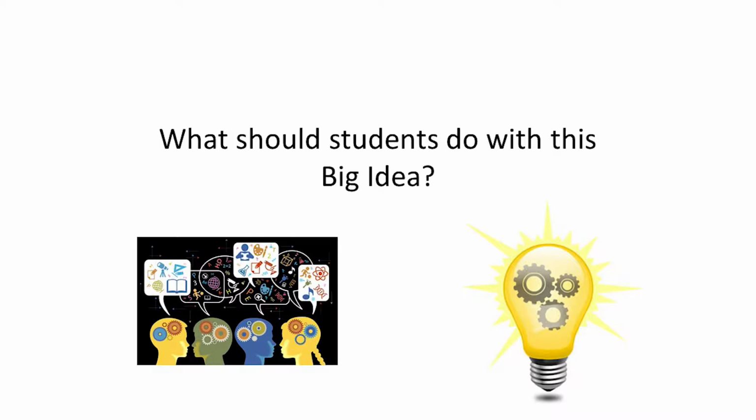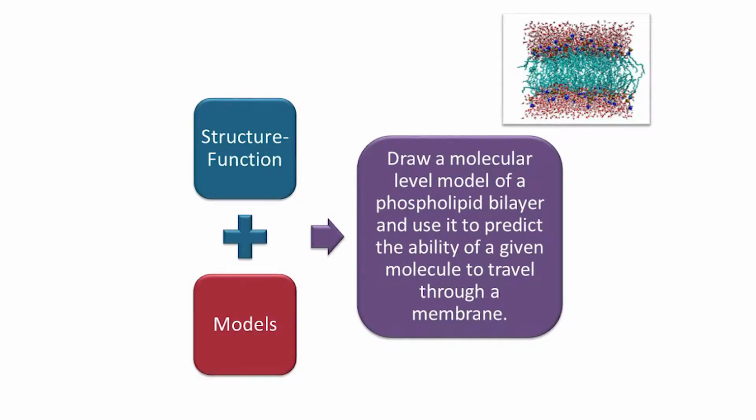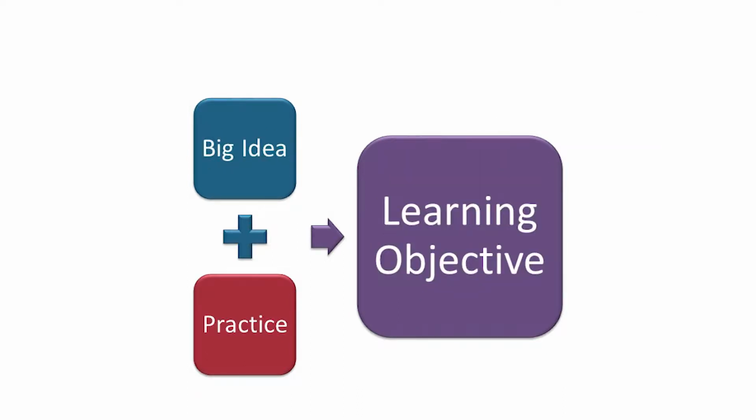So what do students do with this big idea? How can they apply this big idea? We don't just want them to be able to say the structure determines the function and give an example. We want them to really build on it and use it using these science practices. So one of the learning objectives that most of us who teach introductory cell and molecular biology have, we take structure function plus the modeling science practice, and we come up with this learning objective that says, draw a molecular level model of a phospholipid bilayer and use it to predict the ability of a given molecule to travel through the membrane.